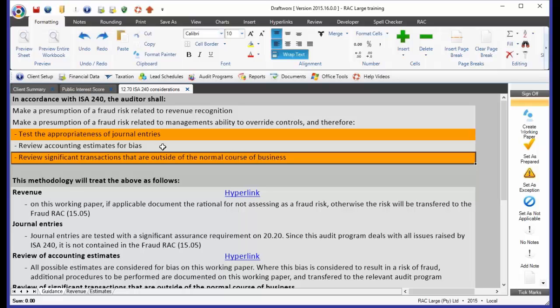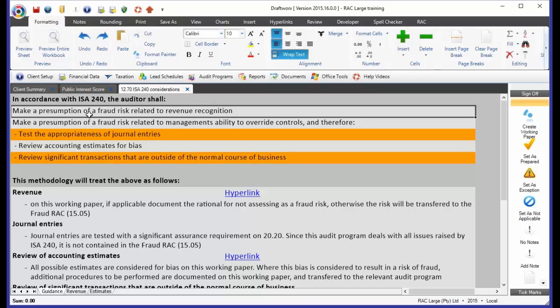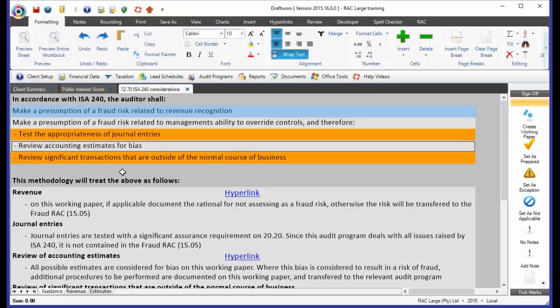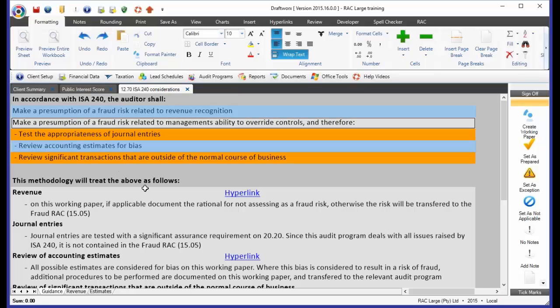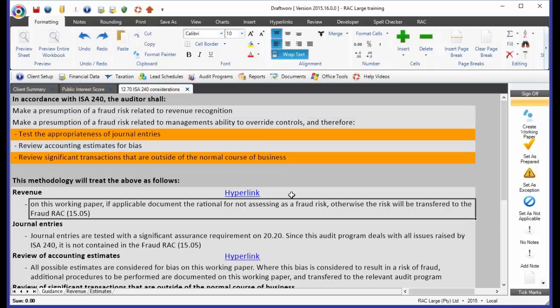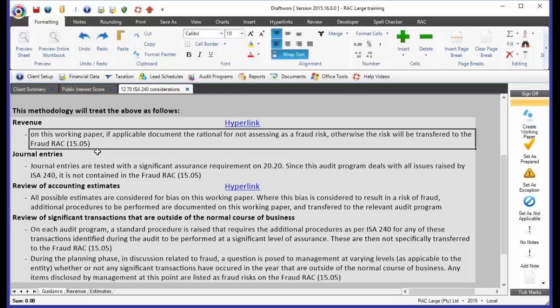What we still needed to do, and this is why we added 12.70 a little after we released RAC, is make sure that we are dealing with this fraud risk related to revenue appropriately, and that we are reviewing accounting estimates for bias appropriately. So it is those 2 paragraphs, or those 2 sections, that we're dealing with in 12.70. That's why you will see that there is a little discussion here. What I've just mentioned to you, revenue, is on this working paper.